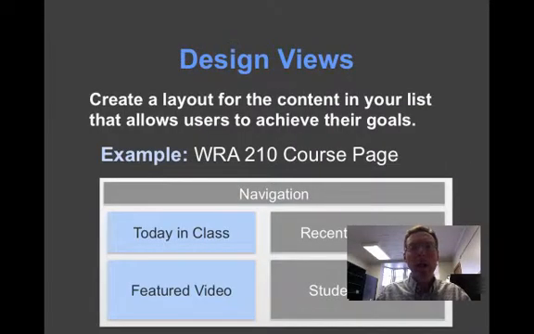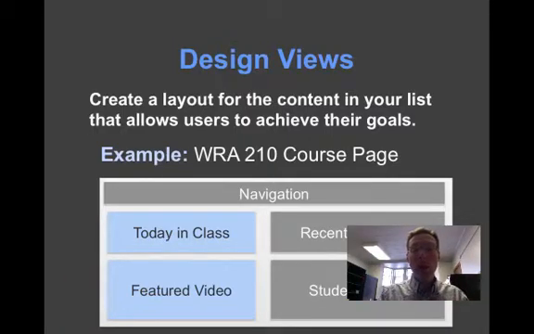Step 3 then is design the view. So when we design the view, we're really talking about making a mock-up or a wireframe. So this is that wireframe stage. To design good wireframes, though, we need that list of content, because what we're trying to do is create a layout for the content in your list that allows users to achieve their goals. So you see, we need the goals first, we need the content second, and now we can start positioning it like little building blocks, really, on the page.